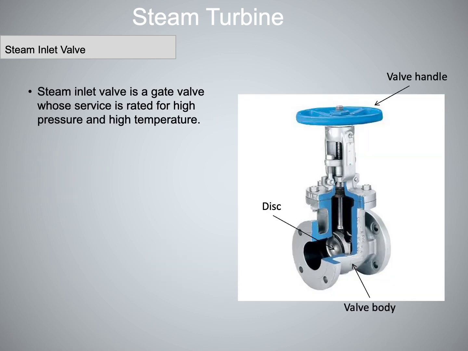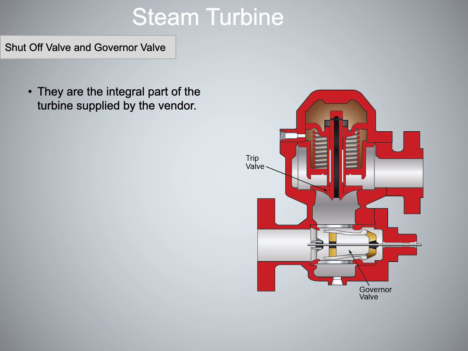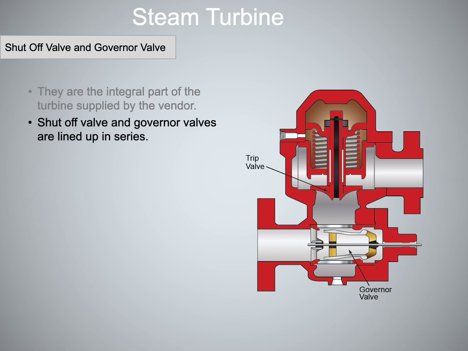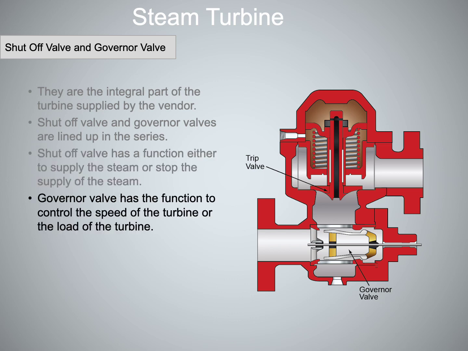Steam inlet valve is a gate valve whose service is rated for high pressure and high temperature. This valve is opened when the turbine is due to rotate. Shutoff valve and governor valve are an integral part of the turbine supplied by the vendor. They are lined up in series. Shutoff valve has a function either to supply the steam or stop the supply of the steam. Governor valve has the function to control the speed of the turbine or the load of the turbine.